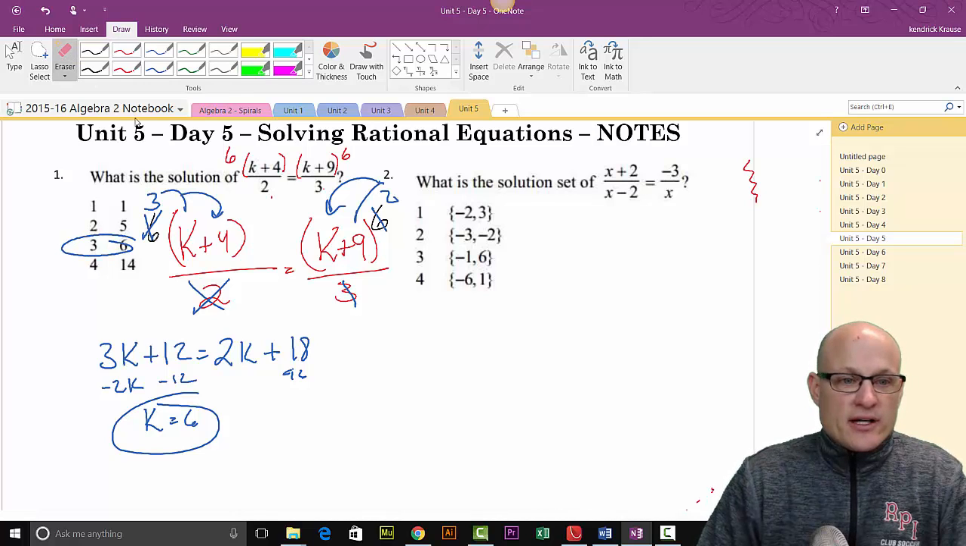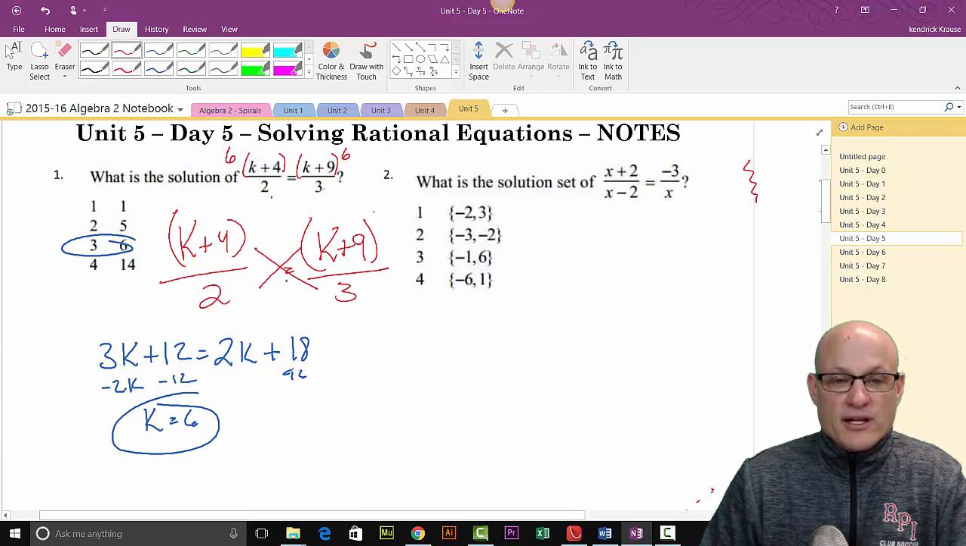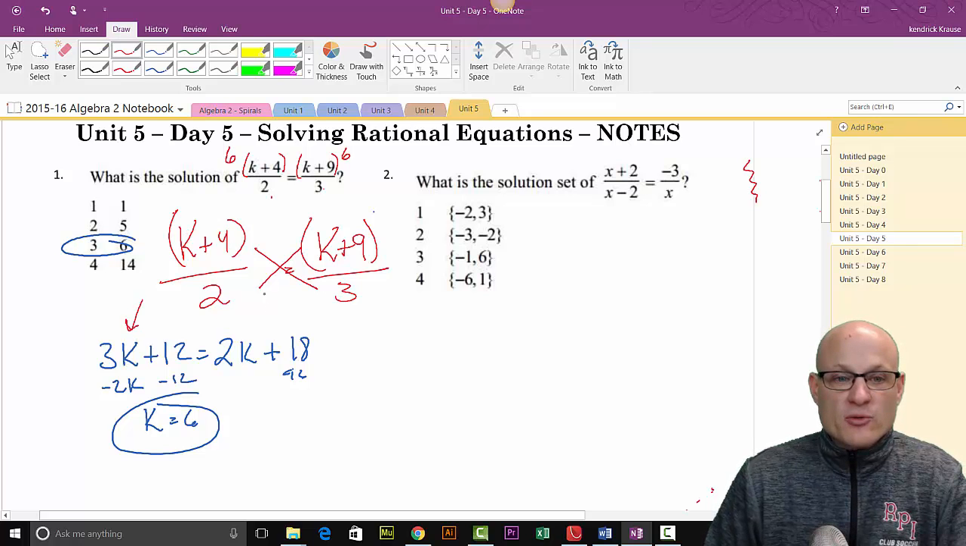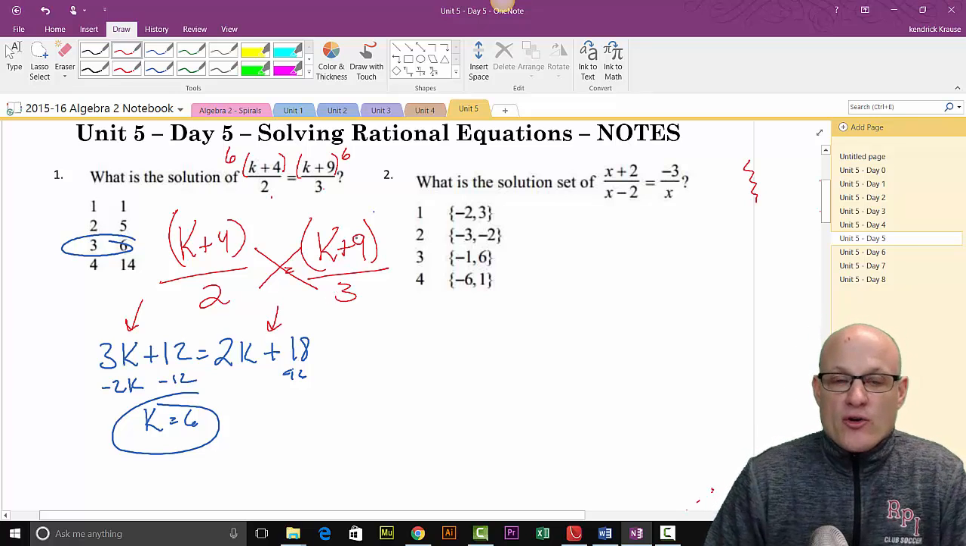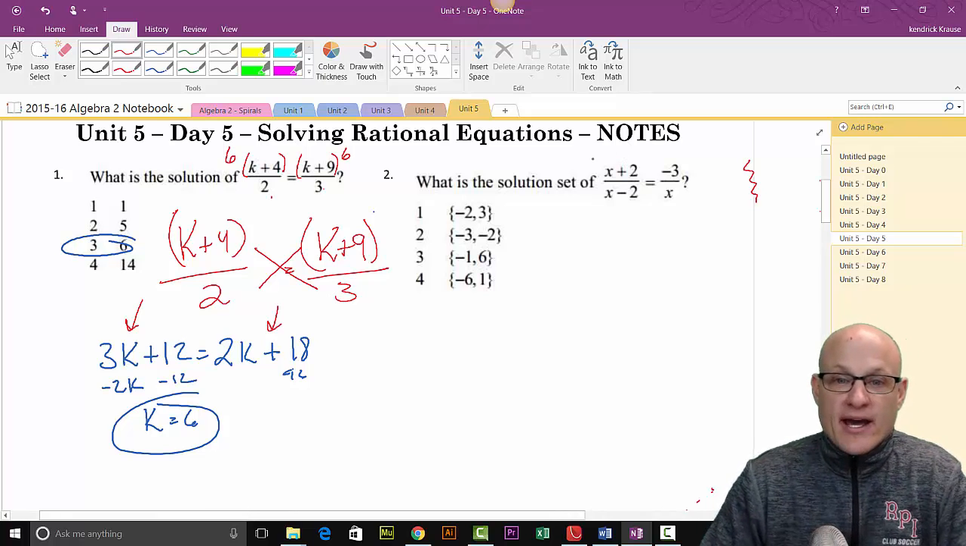Now, someone that saw all this was saying, well, why in the world would you do that? Why wouldn't you simply just cross multiply? That's really in effect what I'm doing. 3 times (k plus 4) is this, 3k plus 12. And 2 times (k plus 9) is this. And then it's solved the same way. So you could cross multiply. Now, cross multiplying only works if you have one fraction equal to another fraction.